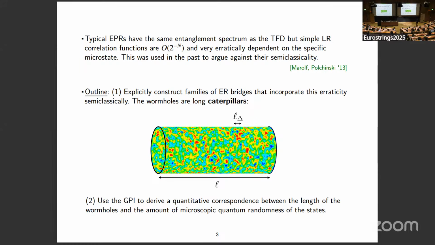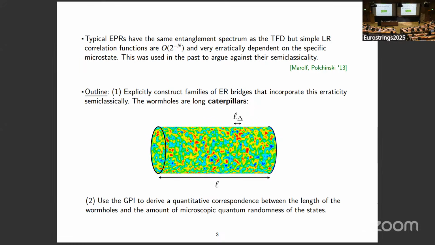Okay? So these wormholes are essentially very long. They are characterized by some total length L, and they are supported by a large number of matter inhomogeneities. Okay? And essentially, the other length scale which characterizes the wormhole is the scale of matter inhomogeneities, which is this L delta. And we call these wormholes caterpillars for obvious reasons.